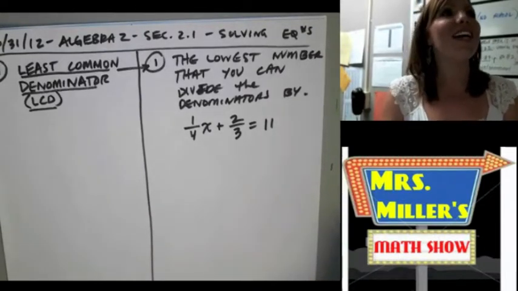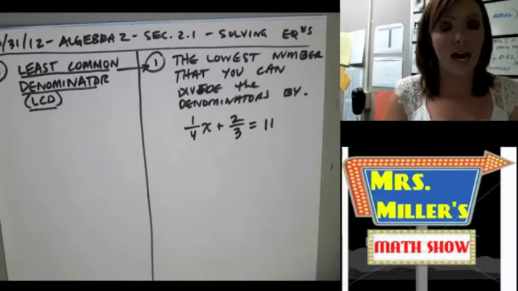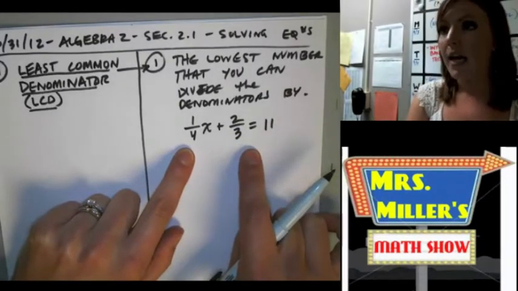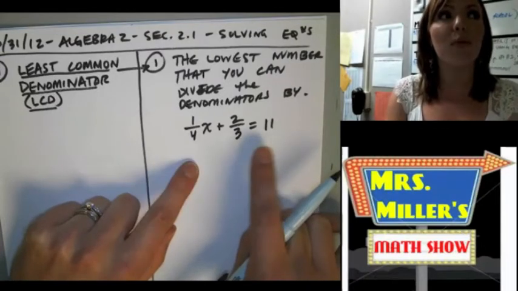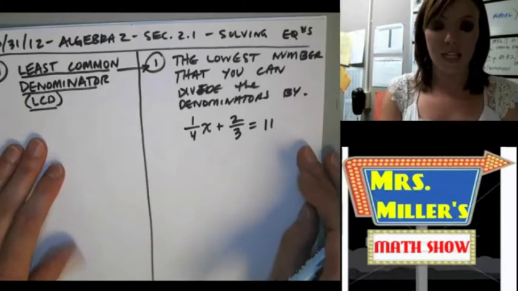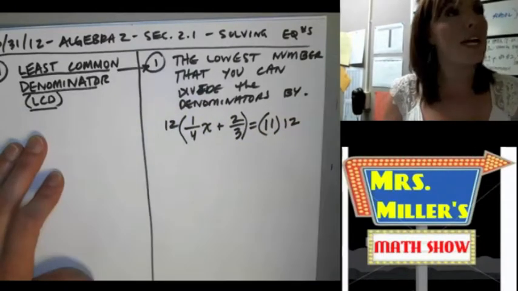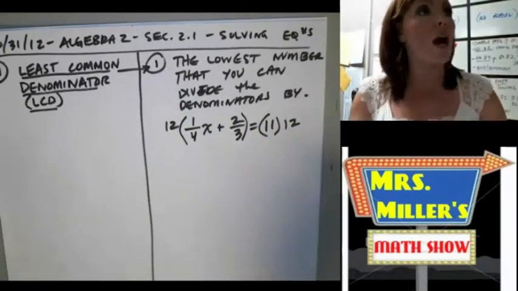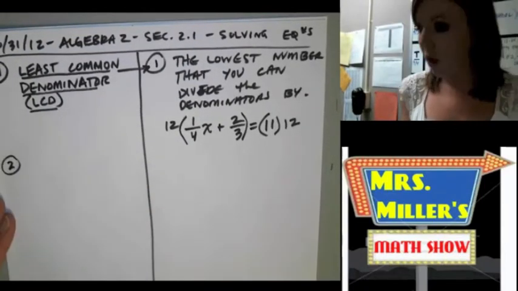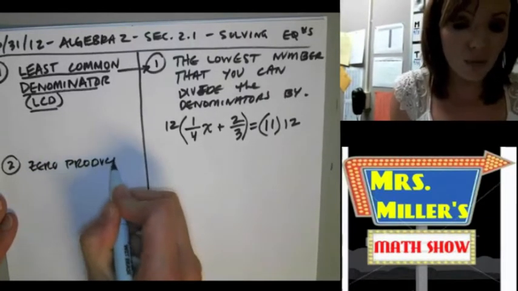Okay, so here's how we do that. We need to find the least common denominator to get rid of the fractions. So the lowest number that both 3 and 4 are divisible by is 12. How many people think that makes sense? Is 12 divided by 4 a whole number? Yes. How about 12 divided by 3? Yes. So if we multiply both sides by 12, the least common denominator, it ends up getting rid of all the fractions. That's how we're going to approach a lot of these problems today. We're going to wait for a second and go on to one other concept, and then we'll come back and do some examples. So next, the zero product property.